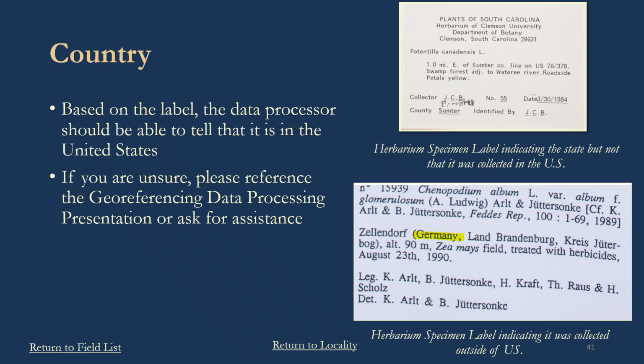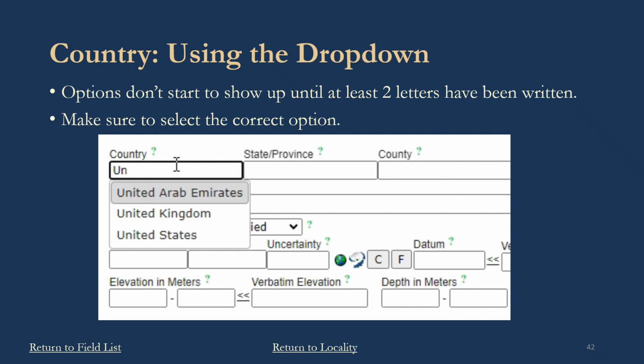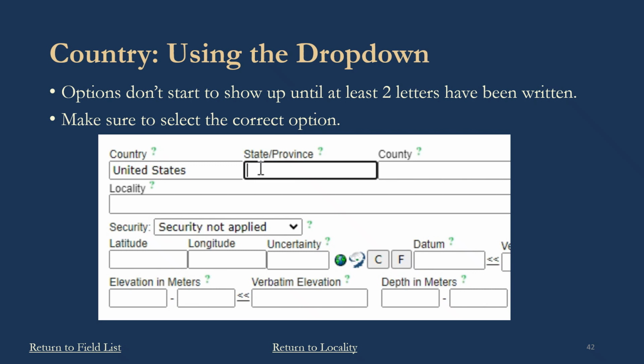Based on the label, the data processor should be able to tell that the location is in the United States. If you are unsure, please reference the georeferencing data processing presentation or ask for assistance. The options for the country don't start showing up until you've typed at least 2 letters. So if I just put U, nothing is going to pop up. Once I put N, you will start to see options. So you're going to select United States and then go over.